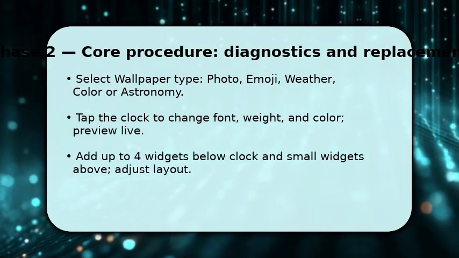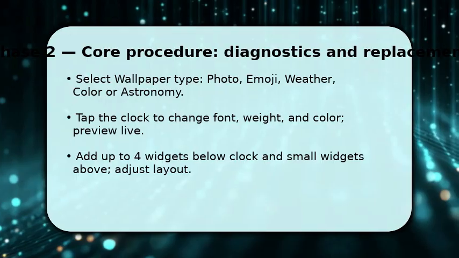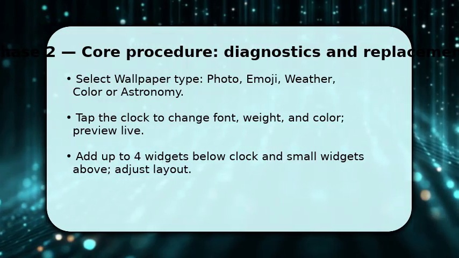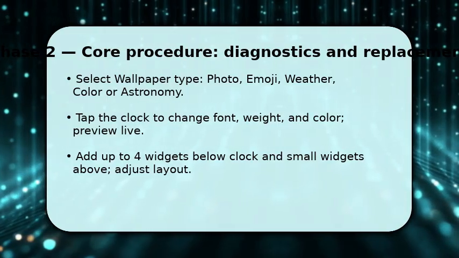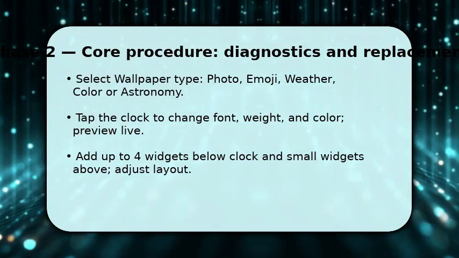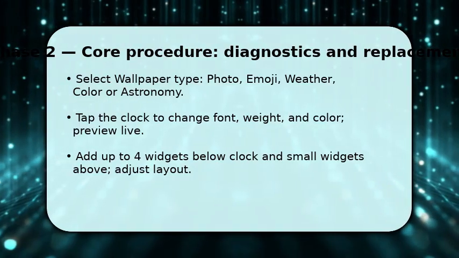Next, add widgets. You can place small ones above the clock and up to 4 below, like calendar or battery. Once done, use the depth effect or blur controls for clarity, and preview with notifications to confirm visibility and spacing.